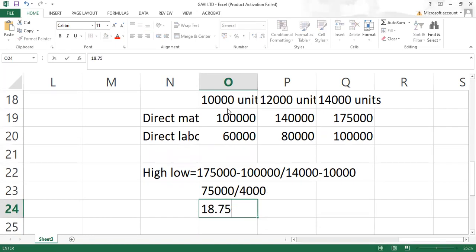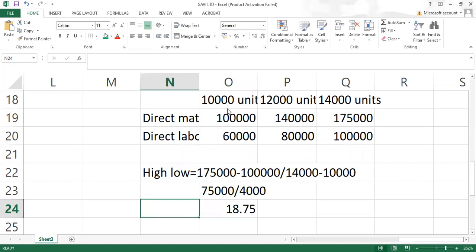So this 18.75 is assumed to be the variable cost per unit. This is the variable cost per unit for the material. So what we normally do is use this to multiply and see whether you are going to get the same answer. Use 18.75 to multiply 10,000 and see what you are going to get.